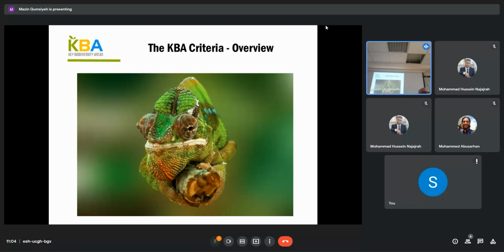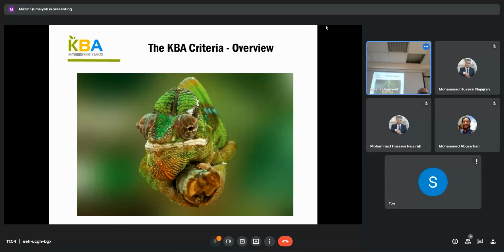Okay, I think we can start again after the coffee break. Yesterday it was about the species red list. At the beginning of this morning, it was the ecosystem red list. Now we are talking about sites, and this is the KBA, the Key Biodiversity Area.